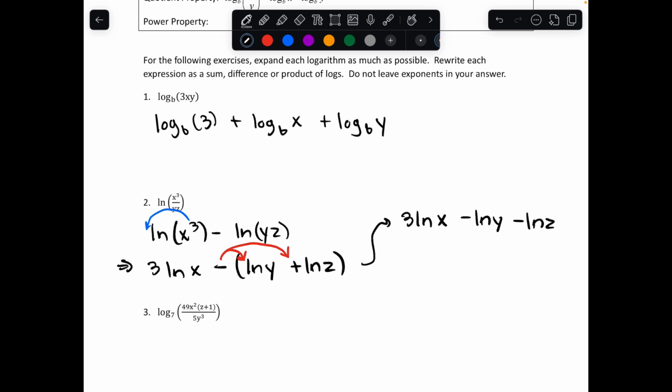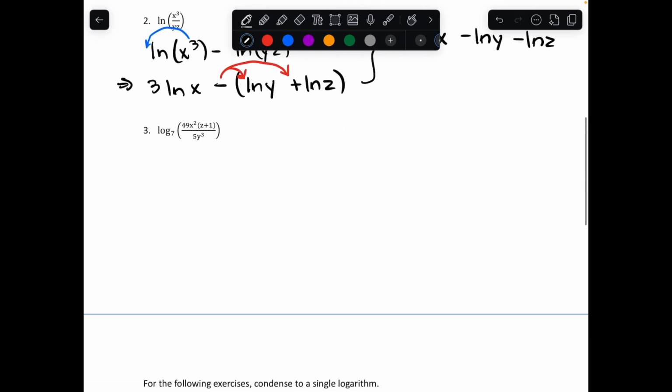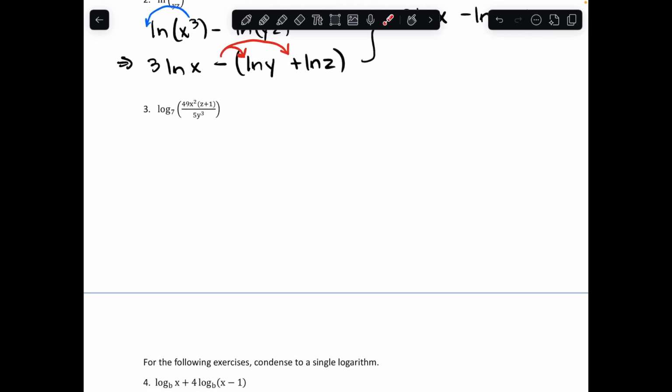Let's go ahead and check out number 3. Again, we can see that we're going to be dealing with a fraction, so we know we're going to have to split it up. This is going to become log base 7 of the numerator, so 49x squared times z plus 1, and then minus log base 7 of the denominator, so 5 times y cubed.